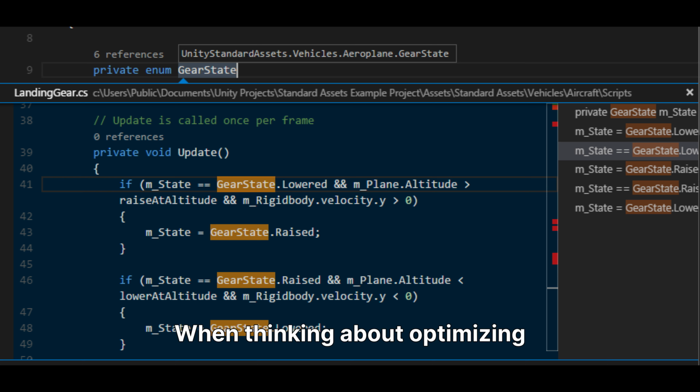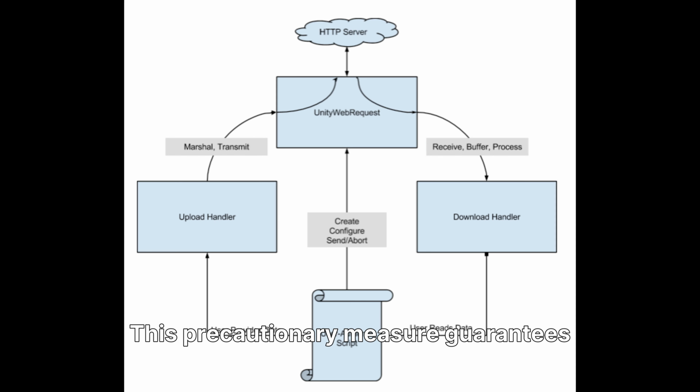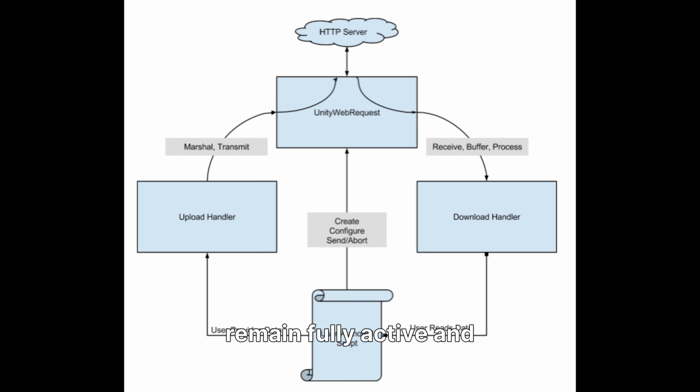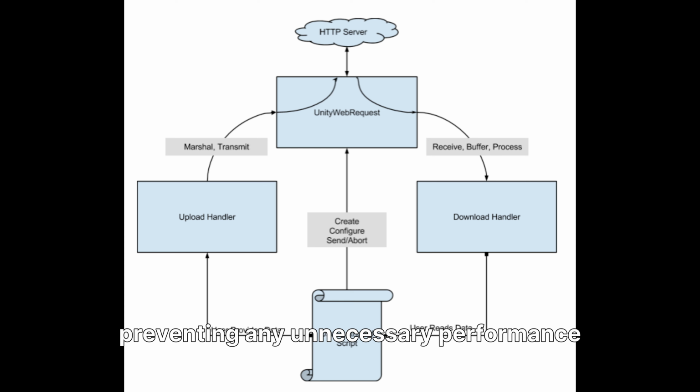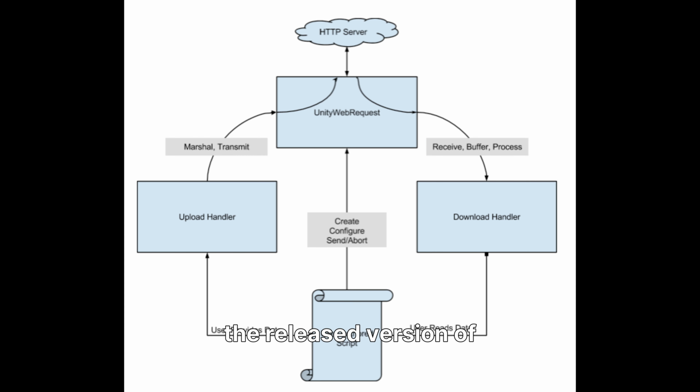When thinking about optimizing your code for real-world deployment, it's wise to wrap your debug log statements inside preprocessor directives like #if UNITY_EDITOR to conditionally include them only during development, ensuring that these logging calls don't inadvertently impact the performance of your final shipped game builds. This precautionary measure guarantees that your debug logs remain fully active and helpful when you're running tests in the Unity editor environment, but they are automatically stripped out and excluded from your optimized production builds, thereby preventing any unnecessary performance overhead or bloat in the released version of your game.